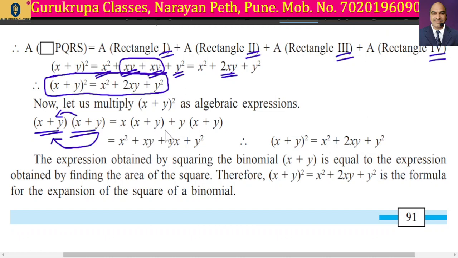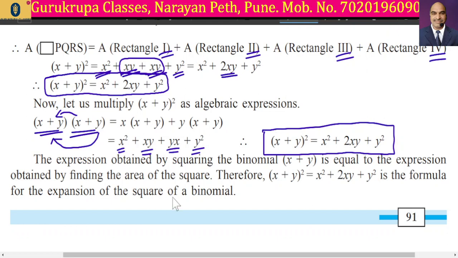So from this x we have to multiply the bracket, then from y we have to multiply the same bracket. So x into x square, x into y xy. Then multiplying x plus y by y, we get yx means xy, and y into y square. So by the algebraic expansion also, we get that x plus y whole square is equal to x square plus 2xy plus y square. That formula expansion we get here.